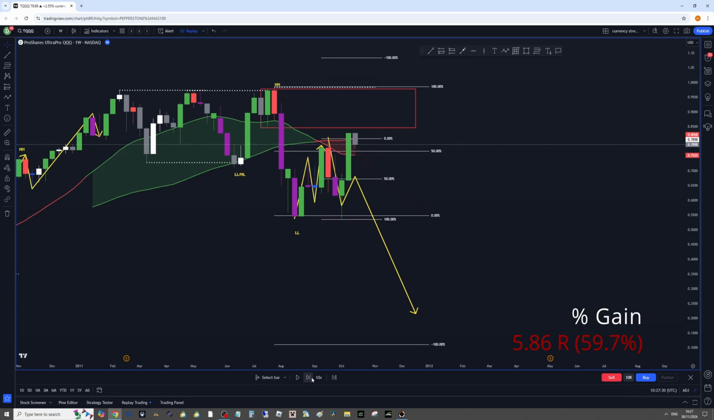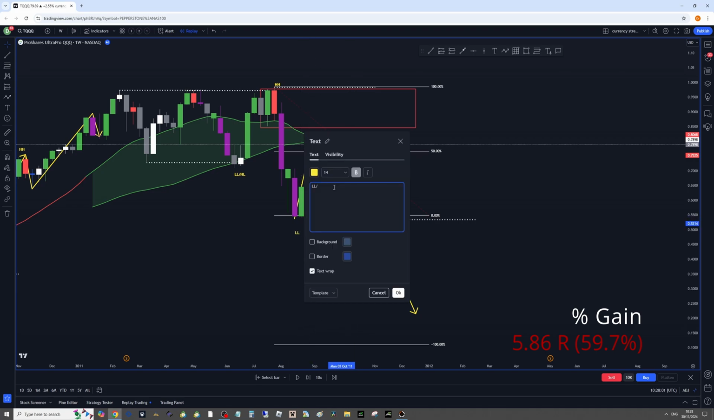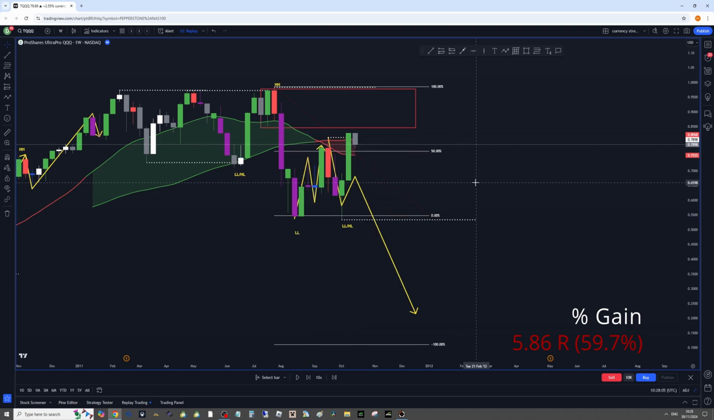Okay, so we closed above here. We didn't see any bearish candles. This is a close above this higher high, so this becomes the lower high range. So this is the higher high. We're looking bullish right now.